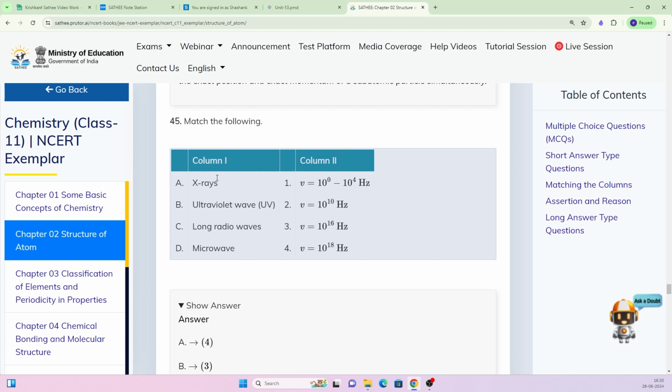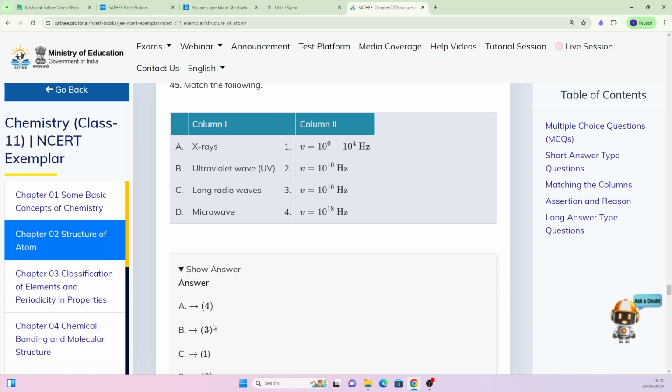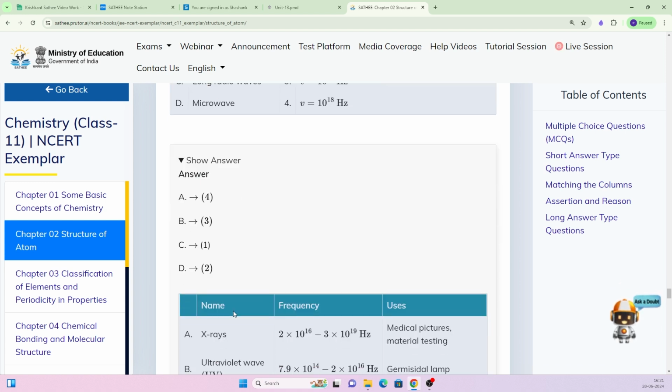Now among this, X-ray has the highest frequency, so nu is equal to 10 to the power 18. Then ultraviolet is second, so nu is equal to 10 to the power 16. Then microwave, nu is equal to 10 to the power 10. Okay, so this is the order. You should just remember which has lower energy and which has higher energy. So the same thing is mentioned here. For A we have 4. B we have 3. C we have 1. And D we have 2.